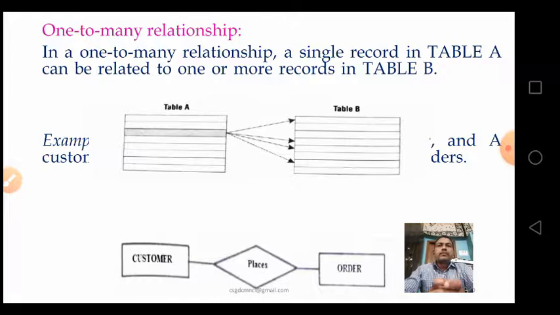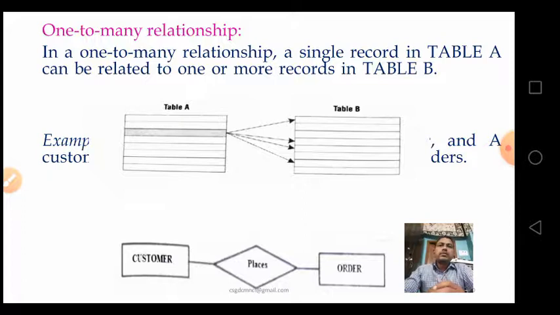Here in the diagram there are two tables, table A and table B. In table A, only one record can be related to table B. In table B, there are one or more records, and these records are related to a record from table A. That is called a one-to-many relationship.